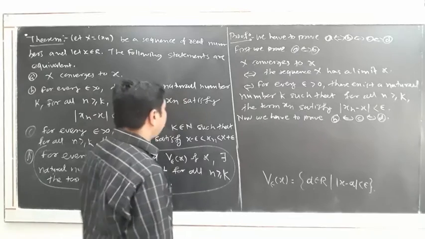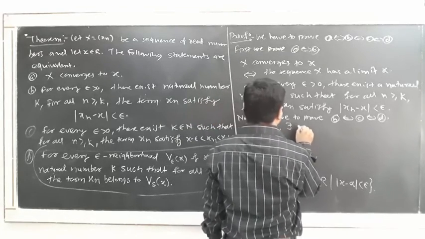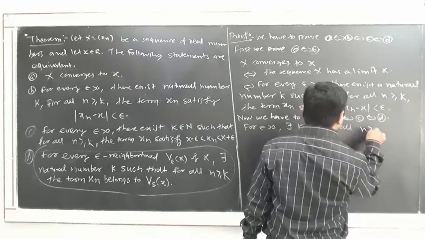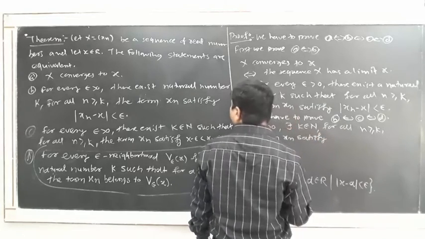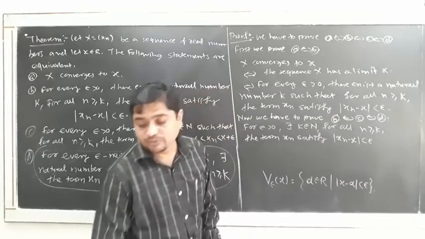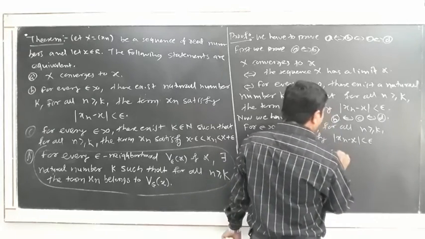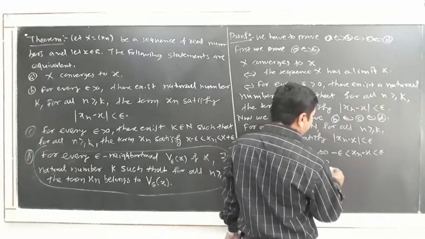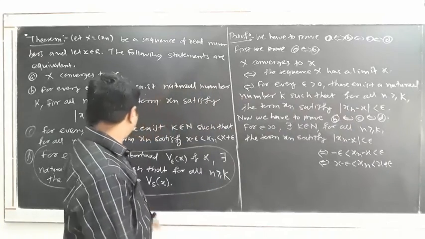Now our second statement B is: for every epsilon greater than 0, there exists a natural number K such that for all n greater than or equal to K, the term xn satisfies |xn - x| < epsilon. Using the absolute value property, this is nothing but -epsilon < xn - x < epsilon, and if and only if, adding x, x - epsilon < xn < x + epsilon. So we get statement C.